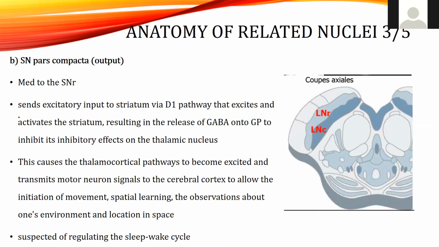The pars compacta is found medially to the pars reticulata. It sends excitatory impulses to the striatum via the D1 pathway. The D1 pathway is the direct pathway. We'll talk about that further. That excites and activates the striatum, resulting in the release of GABA onto the globus pallidus to inhibit its inhibitory effect on the thalamus. This causes the thalamocortical pathway to become excited and transmit motor neuron signals to the cerebral cortex to allow the initiation of movements.